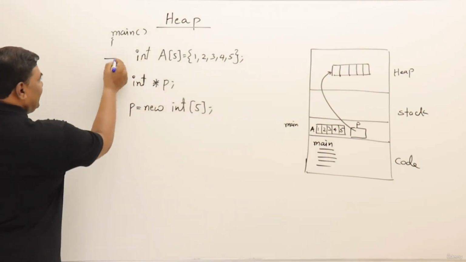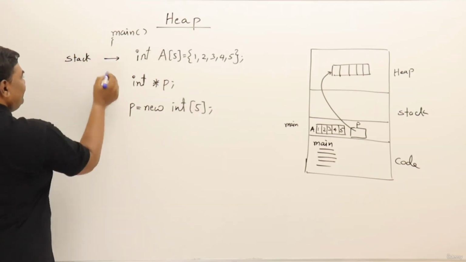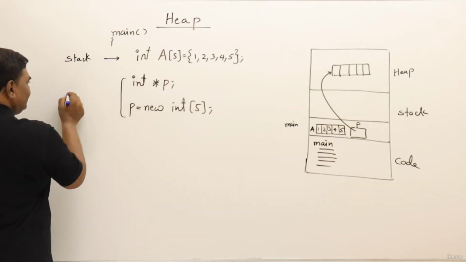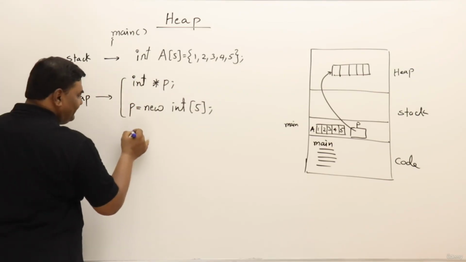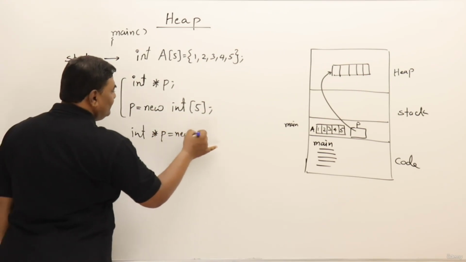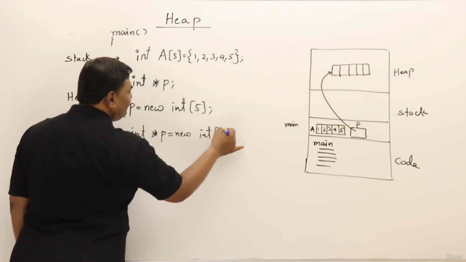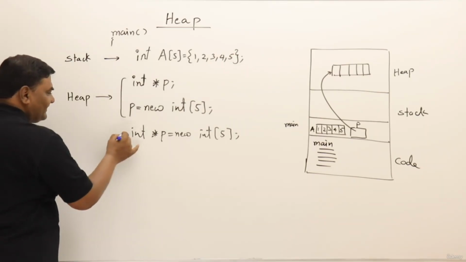In C++ programs, if you are declaring an array like this, then this is in stack. And if you are creating an array like this, then this is in heap. The same thing can also be written in a single line. I will rewrite the same thing again, that is int *p = new int[5]. This is created in heap. So you can write it like this also.